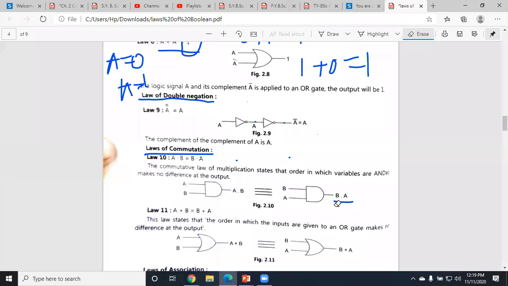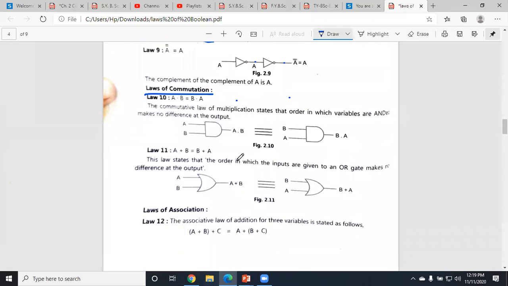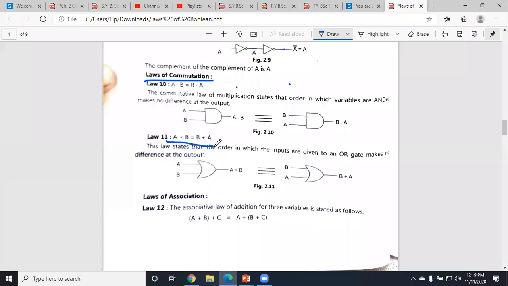Clear? Next one is your additive law of commutation. Again, the same thing, but instead of dot we are using the plus sign. A plus B is exactly equal to B plus A. It's as simple as that. If I consider A is equal to 0 and B is equal to 1, then 0 plus 1 gives 1. And for B plus A, that is 1 plus 0, the answer is 1. So in both cases the output is the same. That is the law of commutation.